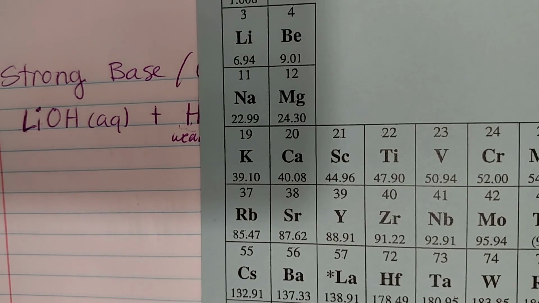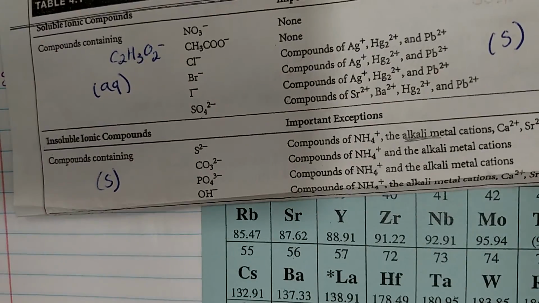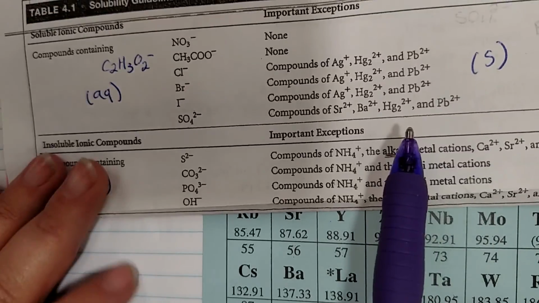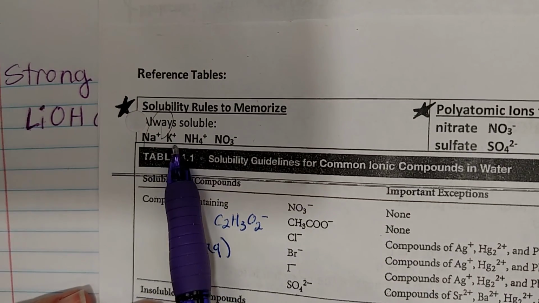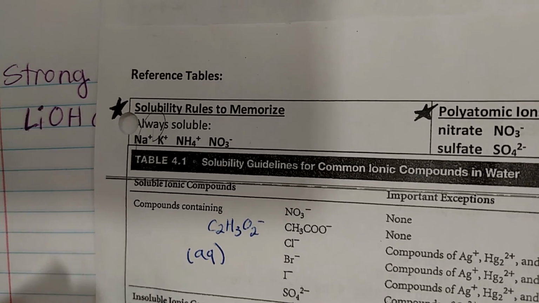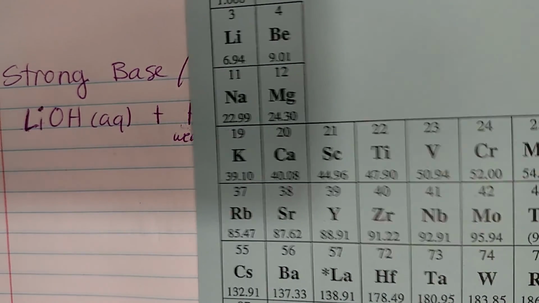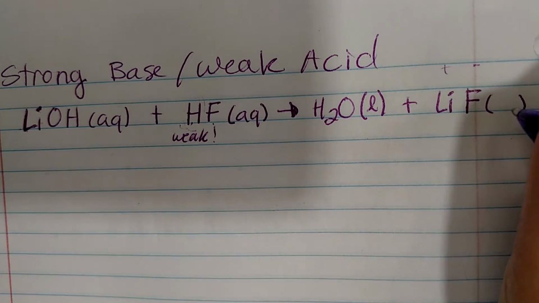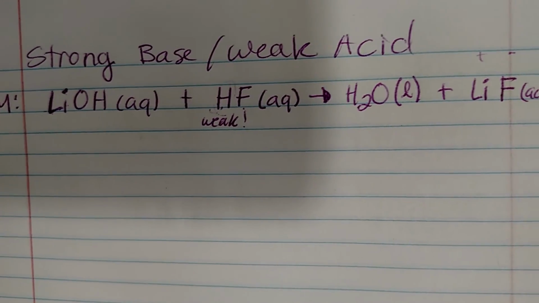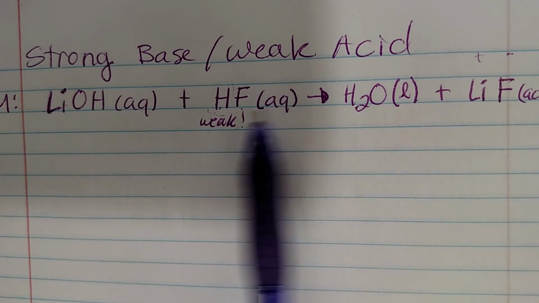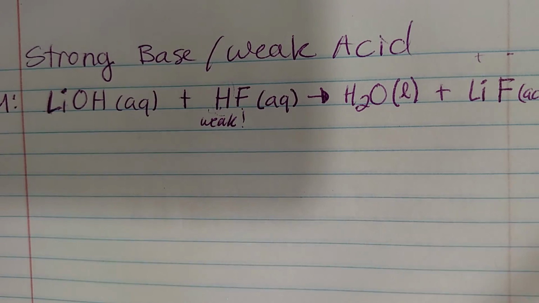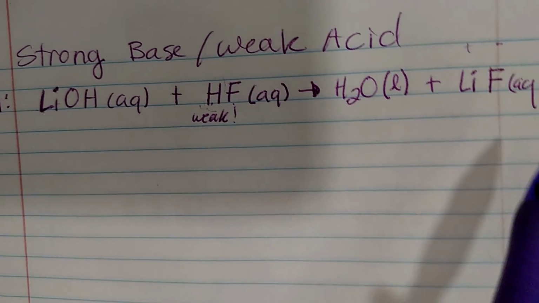You've noticed probably in your exceptions on your solubility rules that the alkali metals are exceptions to everything. We have two of our alkali metals, sodium and potassium, as part of our solubility rules to memorize. They're always soluble. So that's those alkali metals. So we're going to go ahead and put aqueous for lithium fluoride. We take a look at it. It is balanced. We've got one kind of everything except for our hydrogens, but we have our two hydrogens here. So we are okay on the balancing.